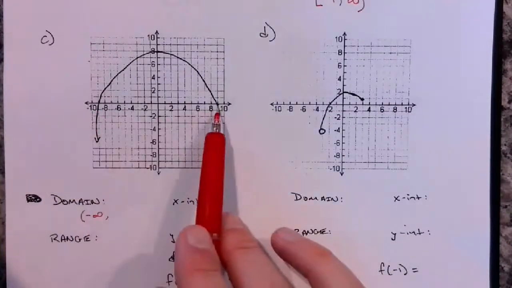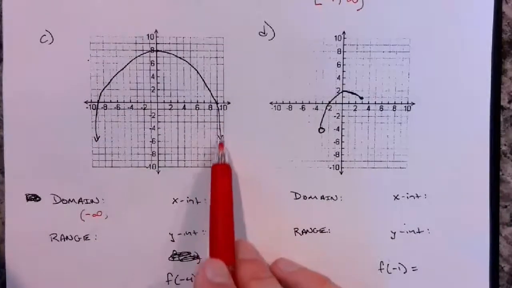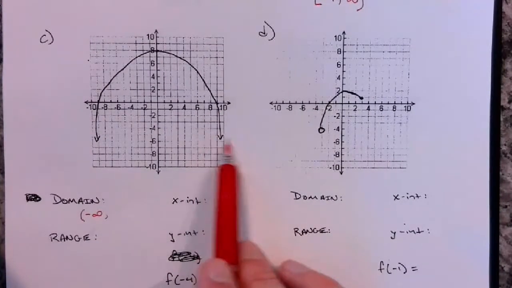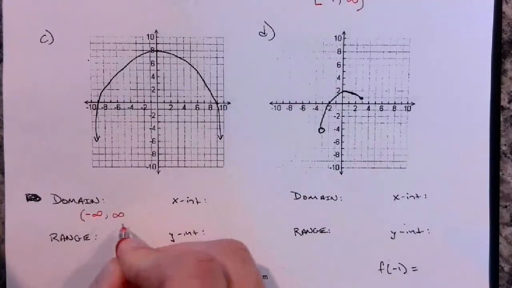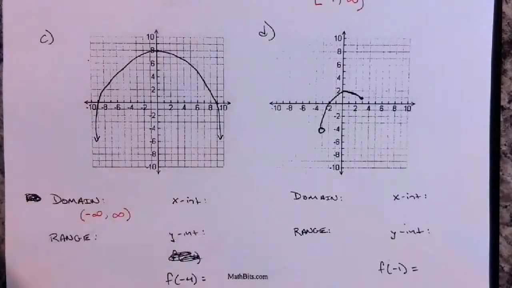Following this graph all the way to the right, well, this goes forever to the right. Even though this goes downward forever, that's the y values. But this arrow also means it goes to the right forever, which is what we're looking for the x values. So negative infinity to infinity. You could also say all real numbers. All the x values have an associated y value, in other words.